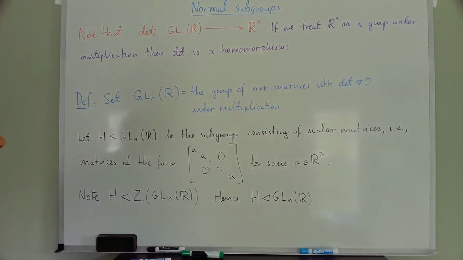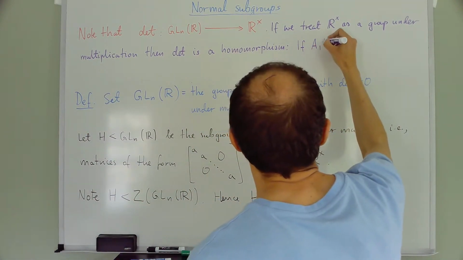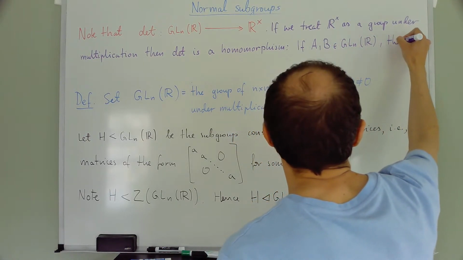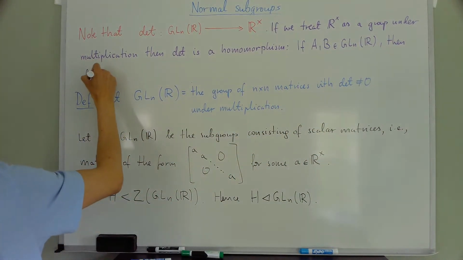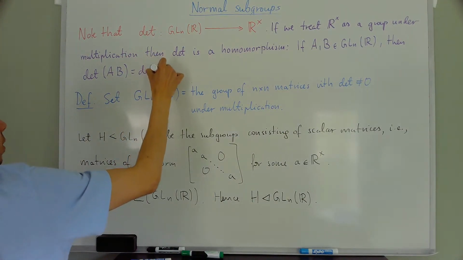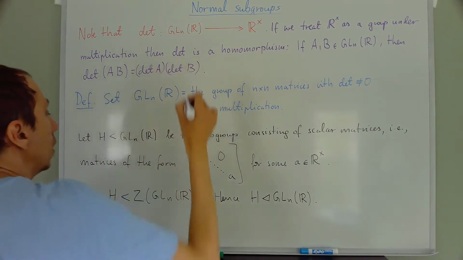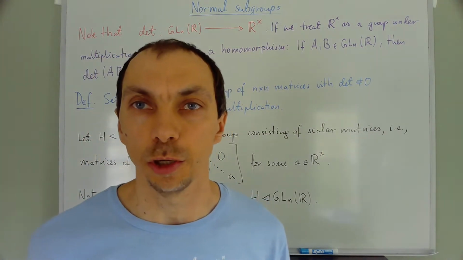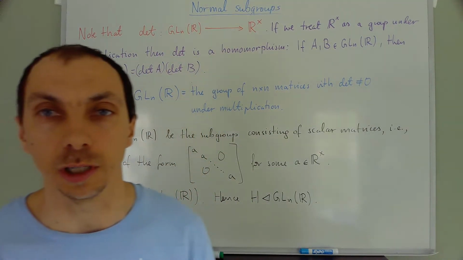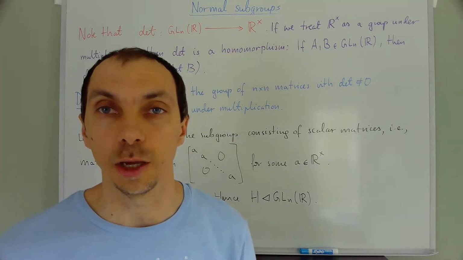Why is that? So we would have to check that if A and B are two matrices inside GL_n of R, then the determinant of the product is the product of determinants. But this is a known property of determinants, that they are a multiplicative function. Determinant of the product of matrices is always the product of determinants. So that makes determinant a homomorphism.